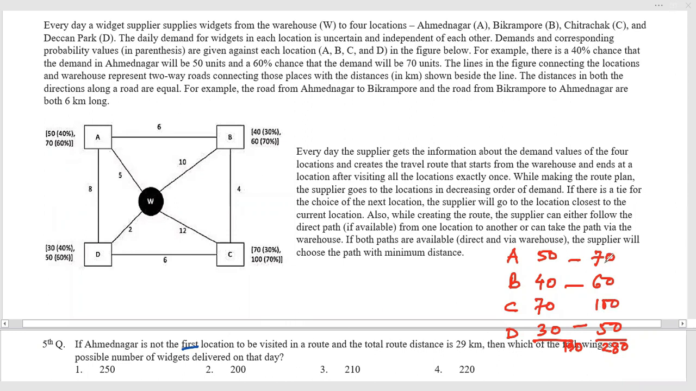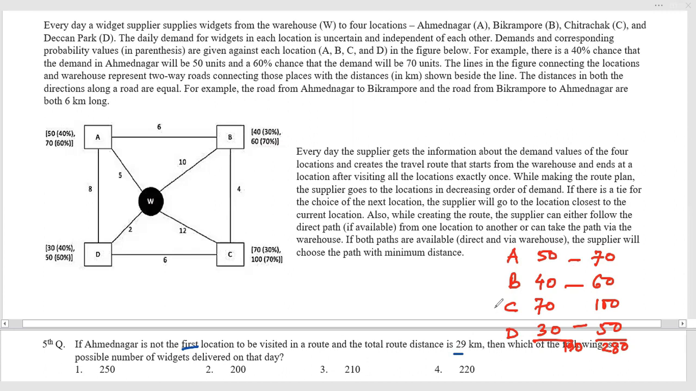So either it is 70 and C is also 70. If that is happening, then A will be the first location. If A is 70 and C is more than 70, meaning 100, then C would be the first location. It has been mentioned that Ahmednagar is not the first location to be visited, and the total route distance is 29. Okay, that is 29, so A is not the first location.